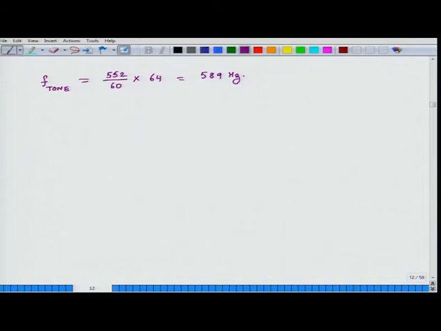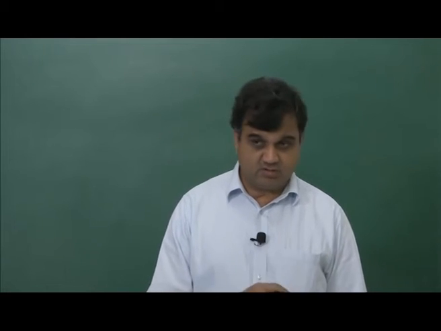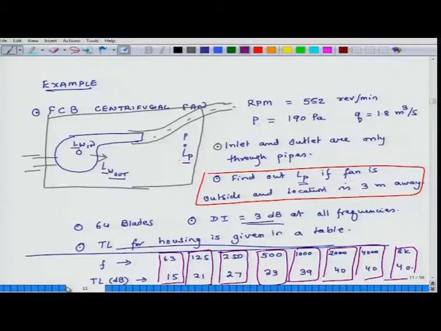What this means is that my fan will produce tonal noise at 589 hertz, and it will also produce broadband noise for all these frequencies which are listed here, 63 to 8000.